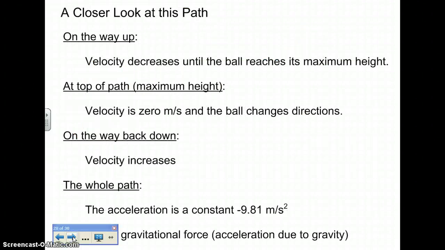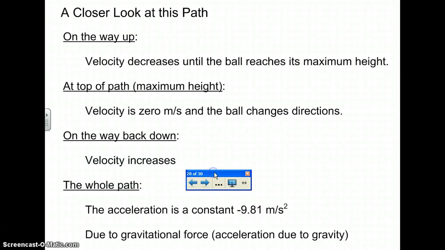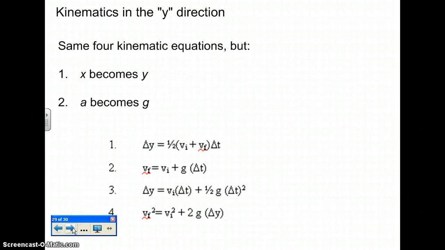Cool. All right, so this is just a closer look at that. Take a second, read through it. You have it on you. Okay, so once again, one point I want to make: along the whole path, due to the gravitational force, you have a constant 9.81 meters per second squared. It's due to the gravitational force. It's not due to gravity.